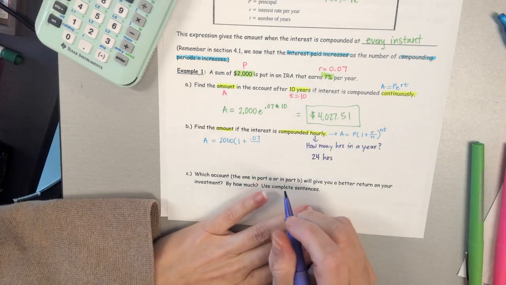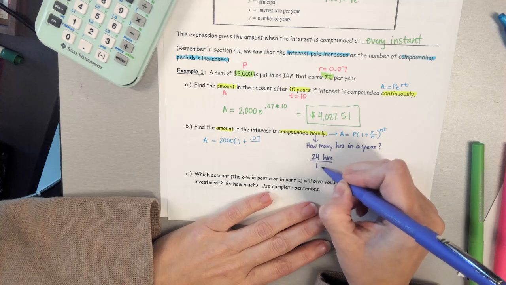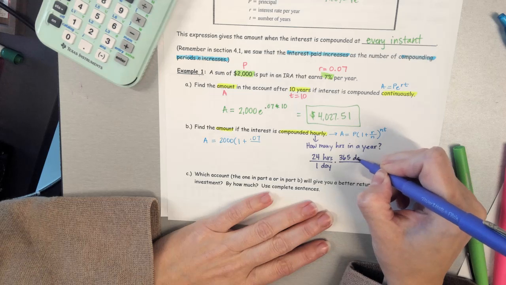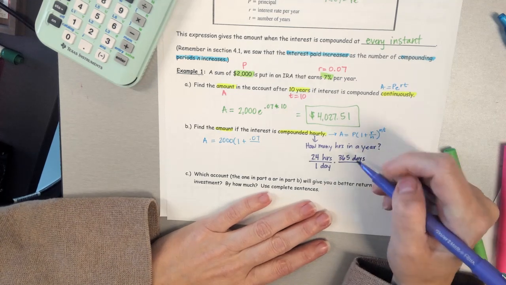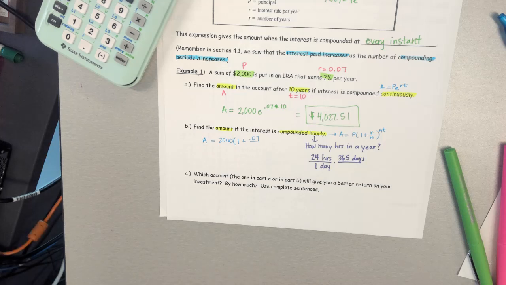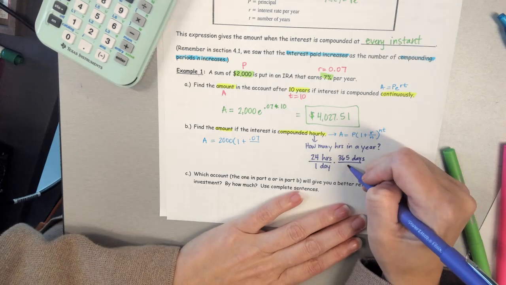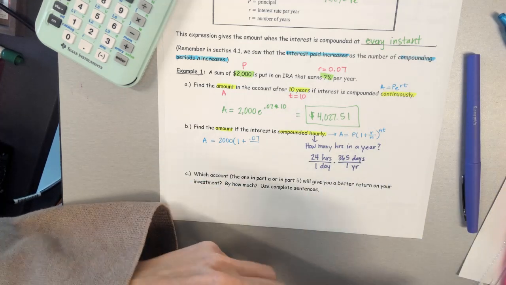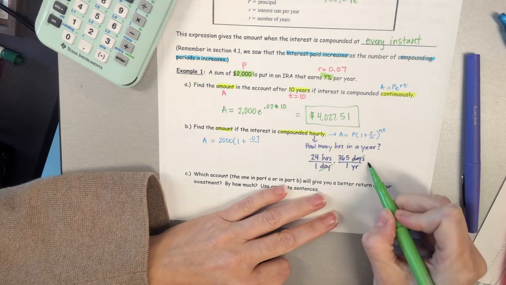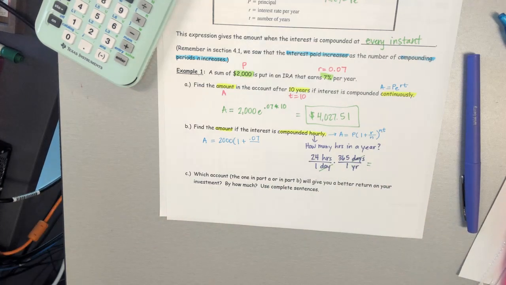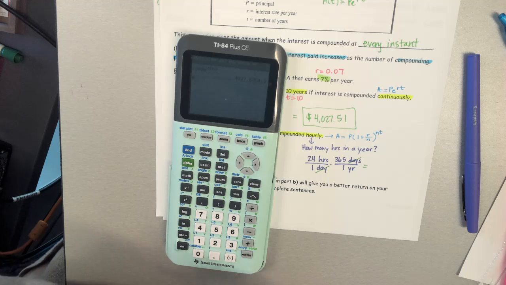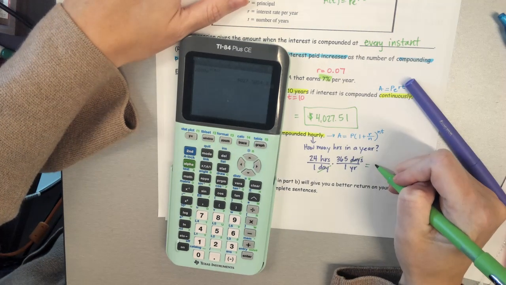There's 24 hours in a day. How many days in a year? So 24 hours over 1 day, times 365 days in 1 year. The days cancel, and this is going to be how many hours in 1 year. Yep, 8,760 hours.